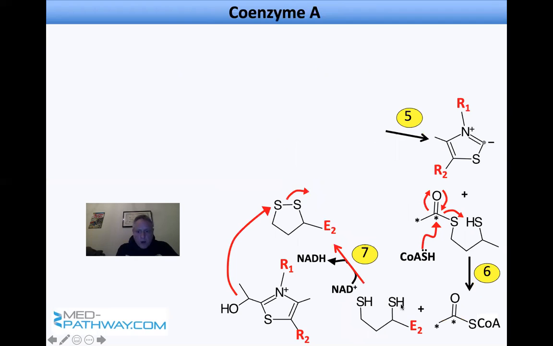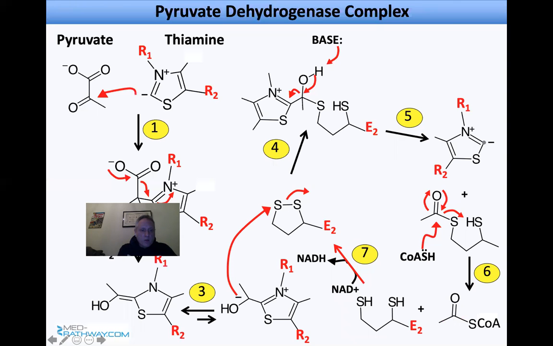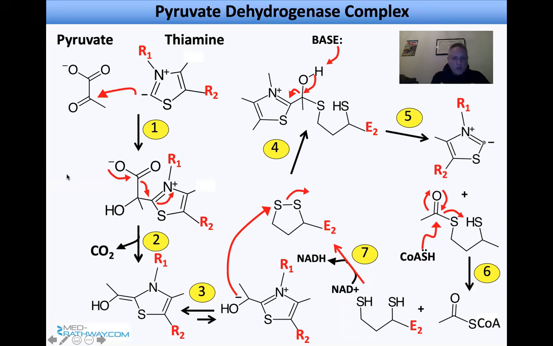So then what we've done is we've made acetyl-CoA, but we have reduced lipoic acid, and we use NAD to generate it back into the oxidized form. So future rounds of activated thiamine can be used in the pyruvate dehydrogenase complex, which is shown here in all of its complex steps. There's a lot of chemistry going on here. We see decarboxylation by thiamine, we see lipoic acid, we see coenzyme A, as well as NAD.